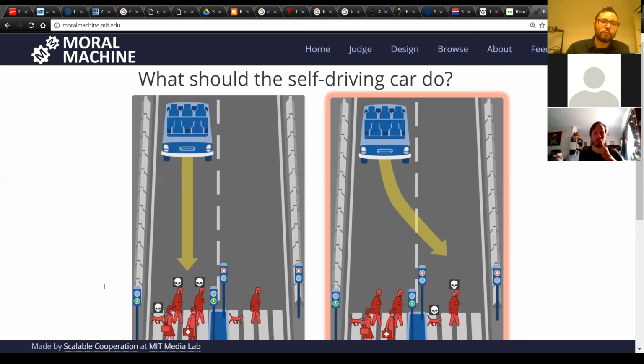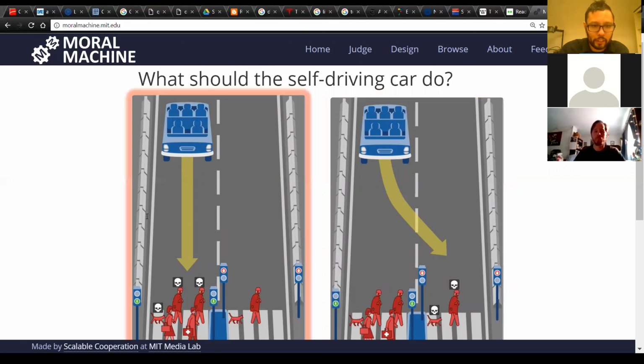Someone wouldn't blame a person for hitting a kid that jumped in the road, but they might blame a computer. Yeah, right. This is another part of the point: we might have higher standards for these computers. We talked about this in class a whole lot. 30,000, 35,000 people every year die in the United States alone from car accidents. Right?